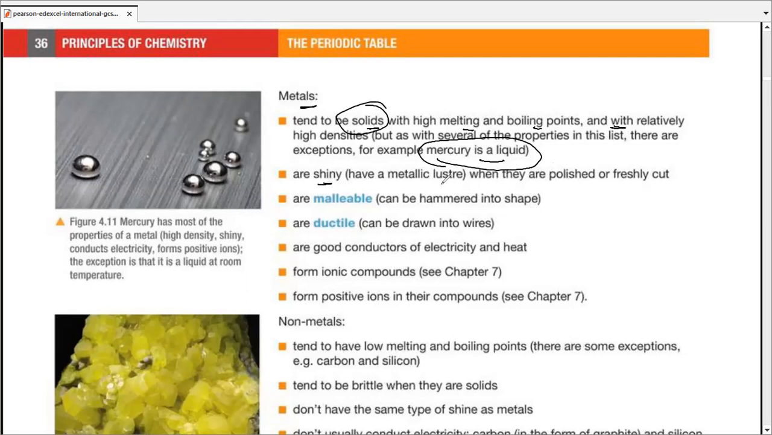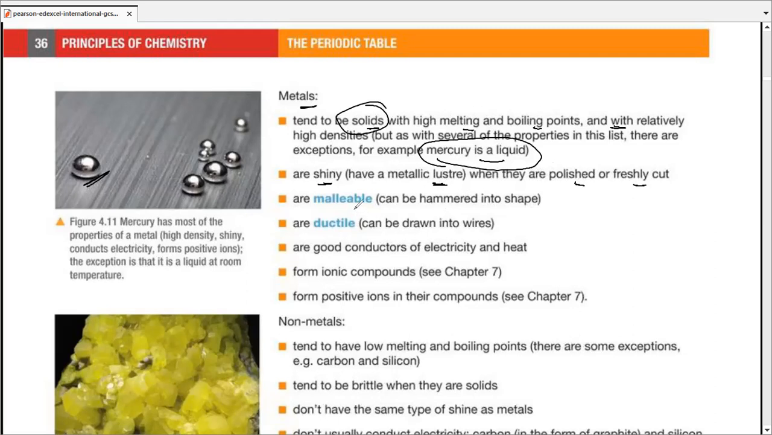Metals are shiny. They have a proper luster. Luster means metallic shine. Whenever they are polished or freshly cut, they show the shine. And you can actually see the shine in mercury too. Although mercury is a liquid, we do not need to freshly cut it. It can be easily converted into drops. Every drop will give a proper shine.